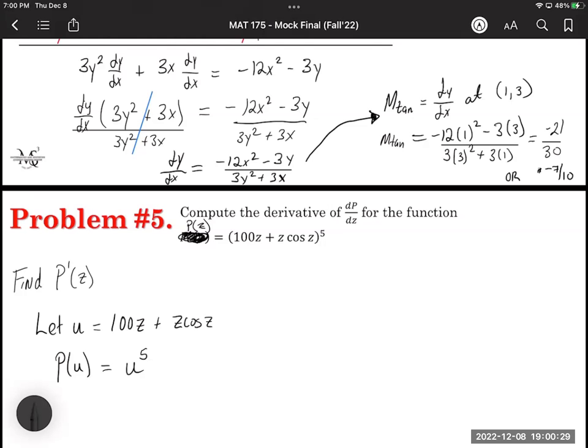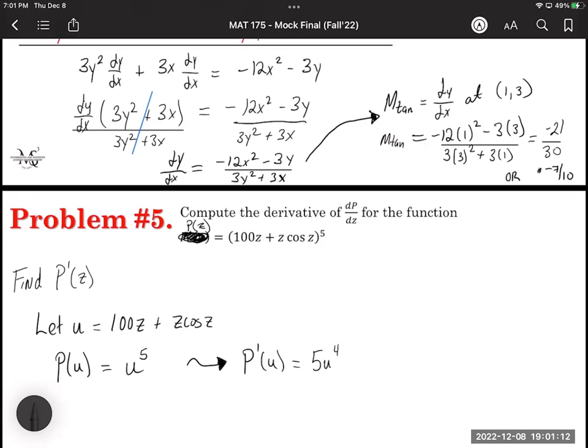Okay. Now the way that the chain rule works is that I'm going to take the derivative of u in terms of z. I'm going to take the derivative of p of u in terms of u. And then I just got to multiply them together and do a little bit of rewrite at the end. So let me take care of the easier derivative first. If p of u is u to the 5th, then when I take the derivative of this function in terms of u, it's going to be what? 5u to the 4th power. That's right. You're going to get 5u to the 4th power.